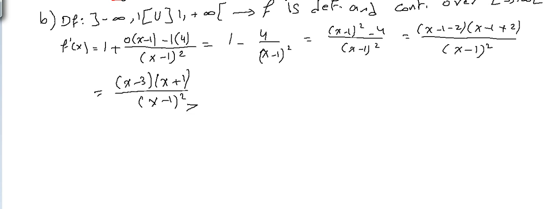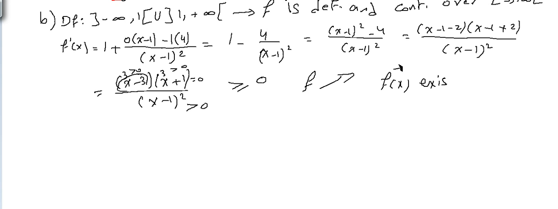This part is for sure a positive value. In this part, the least value it can get is 3, because from 3 to plus infinity is my domain. So this might be 0, and when x goes above 3, this value will be positive, and this value will be positive. So the whole thing will be positive or equal to 0. This means if the derivative is greater than or equal to 0, then f is increasing, and f inverse of x exists. Now we have the existence of f inverse.